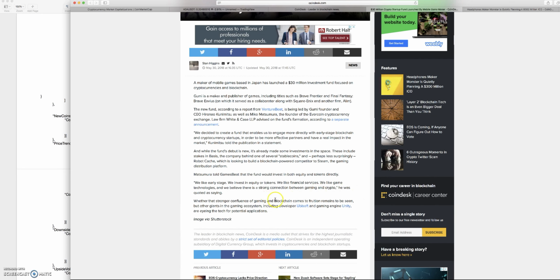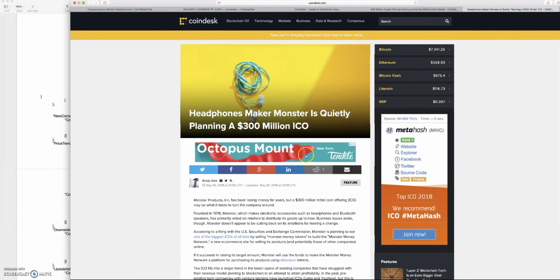They invest in equity or tokens. They like financial services. They like game technologies. And we believe there's a strong connection between gaming and crypto. So this is what I wanted to go over: the gaming market is massive. And so if we can see these two merge, this could be a really big opportunity for us as investors to get into some of these coins that merge these two markets. So that's really exciting.